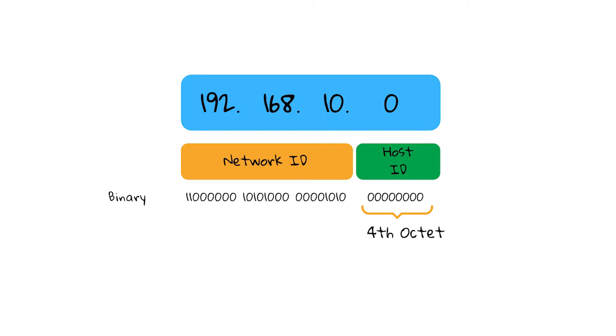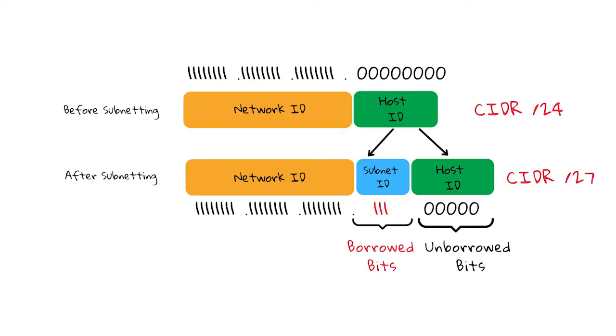So we're going to look at an IP address before and after subnetting. We notice that before subnetting, our IP address is broken into 2 parts. We have the network ID and the host ID. But after subnetting, we'll have the network ID, the subnet ID, which are the borrowed bits, and the new host ID. The original host ID has now been divided into 2 parts.